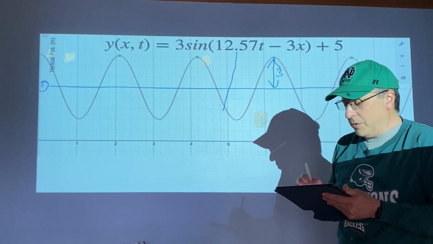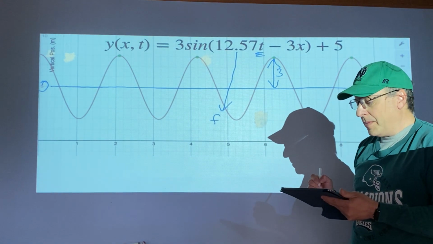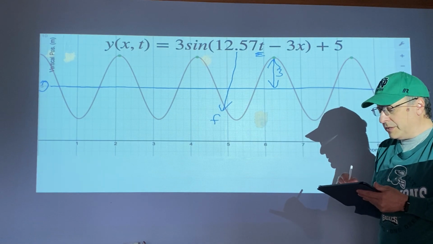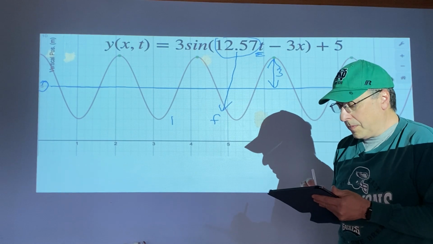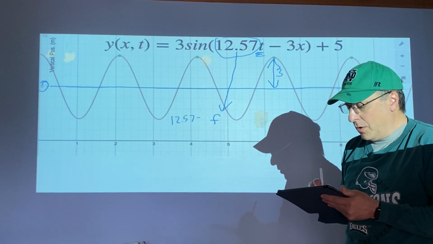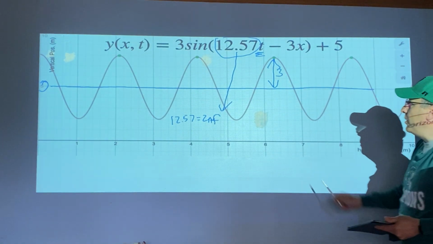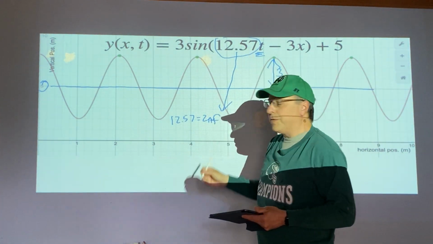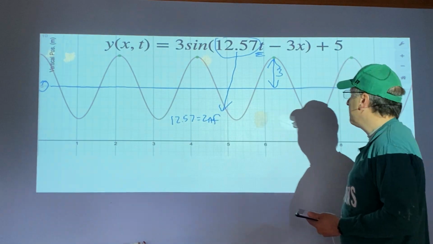Okay? These two numbers now take on a new significance. This number, the one in front of time, will tell us the frequency. And as we saw before, this number represents 2 pi times your frequency. So if you know that number, you could figure out the frequency. How many times will the thing oscillate per second?